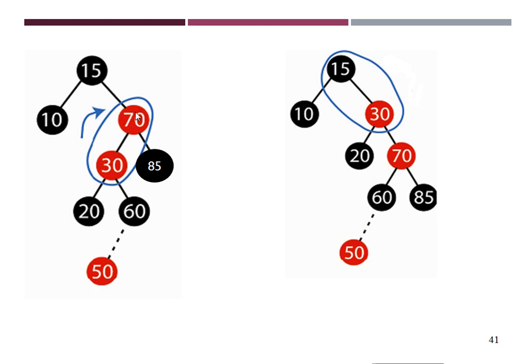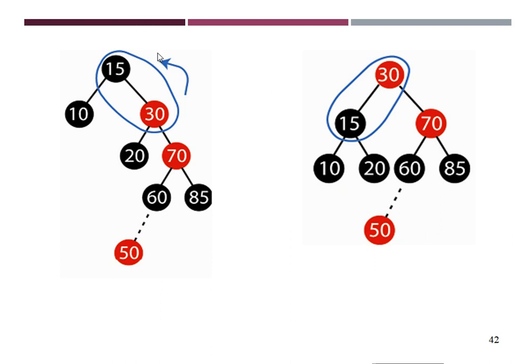So after rotating it to the right, 30 will take the place of 70, 70 will go to the right side, and 20 will be the left child of 30. And this is how the figure looks. Now after doing so, because we didn't change the color yet, there is again a problem of red conflict. So here we will again be doing rotation using these three.